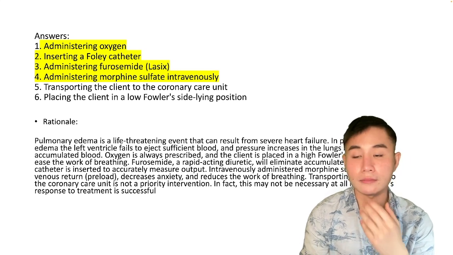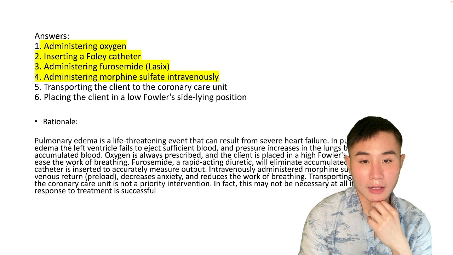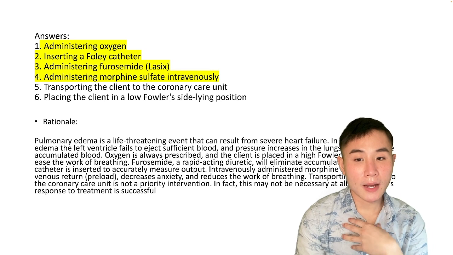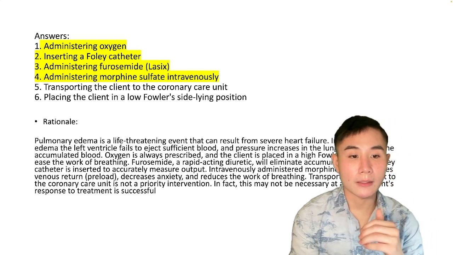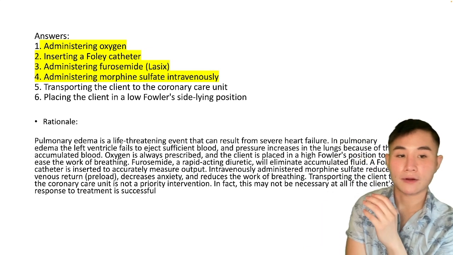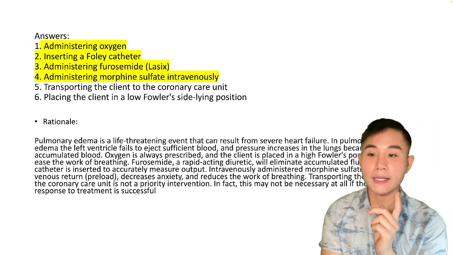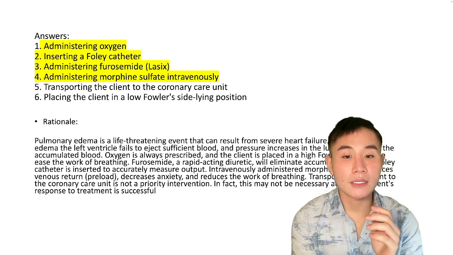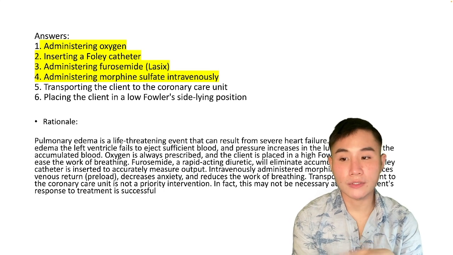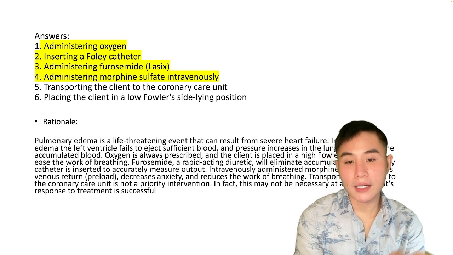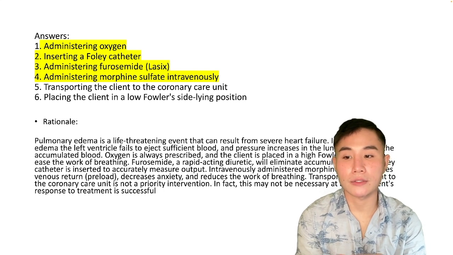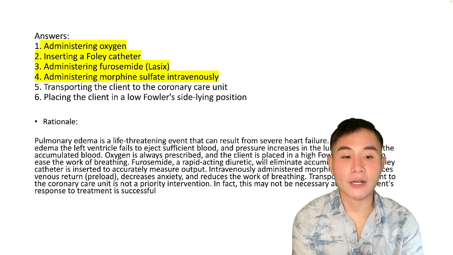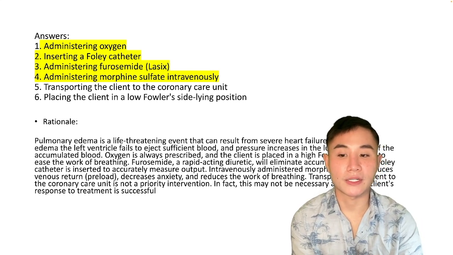the accumulated blood. Oxygen is always prescribed, and the client is placed in high Fowler position to ease the work of breathing. Furosemide, a rapid-acting diuretic, will eliminate accumulated fluid. Let me go off the frame so you can see. A Foley catheter is inserted to accurately measure output. Intravenously administered morphine sulfate reduces venous return (preload), decreases anxiety, and reduces the work of breathing. Transporting the client to the coronary care unit is not a priority intervention. In fact, this may not be necessary at all if the client's response to the treatment is successful.